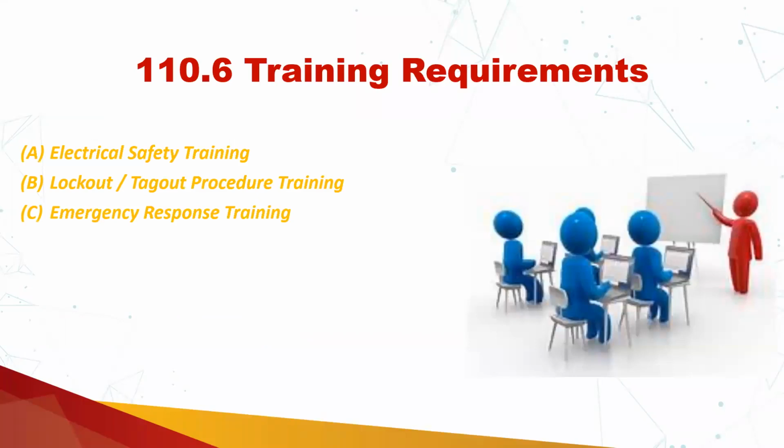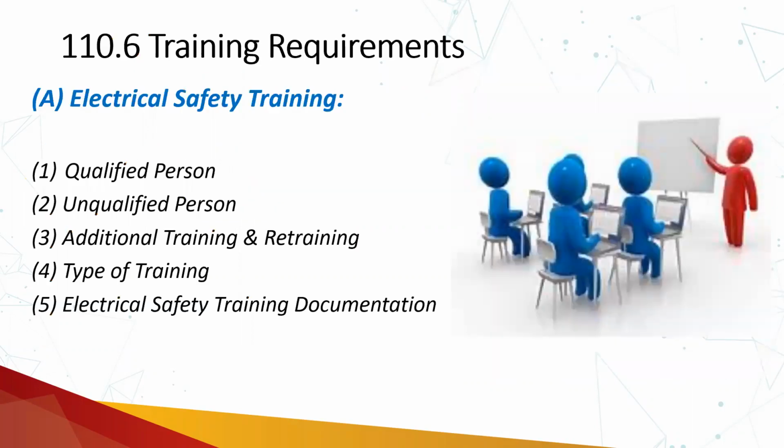Right. Moving to Article 110.6, it talks about the training requirements. In Article 110.6, you are going to see that there are further three parts: electrical safety training, lockout and tagout procedural training, and emergency response training. 110.6(A) is further divided into training requirements for qualified person, unqualified person, some additional training requirements, type of training requirement, and electrical safety training and documentation.